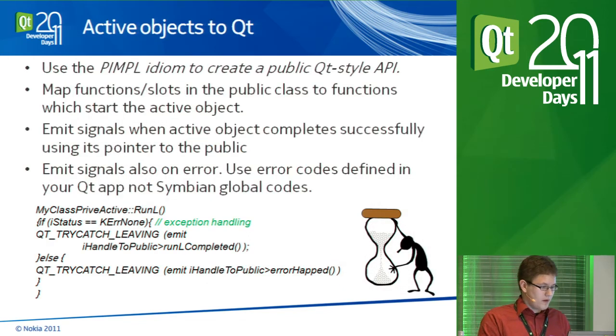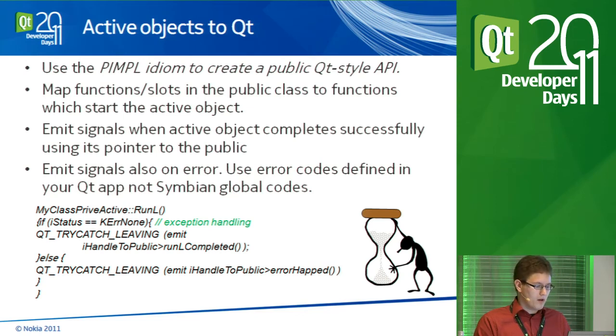And then about making the active objects correctly in Qt. Well, first of all, use this pointer to implementation idiom to hide the active object class. And what you need to do is map the public functions, which start the active object, in the public interface of this idiom, and in the active object emit the signals to this public interface when the active object completes successfully or unsuccessfully, so that there is error handling available on the client side also.